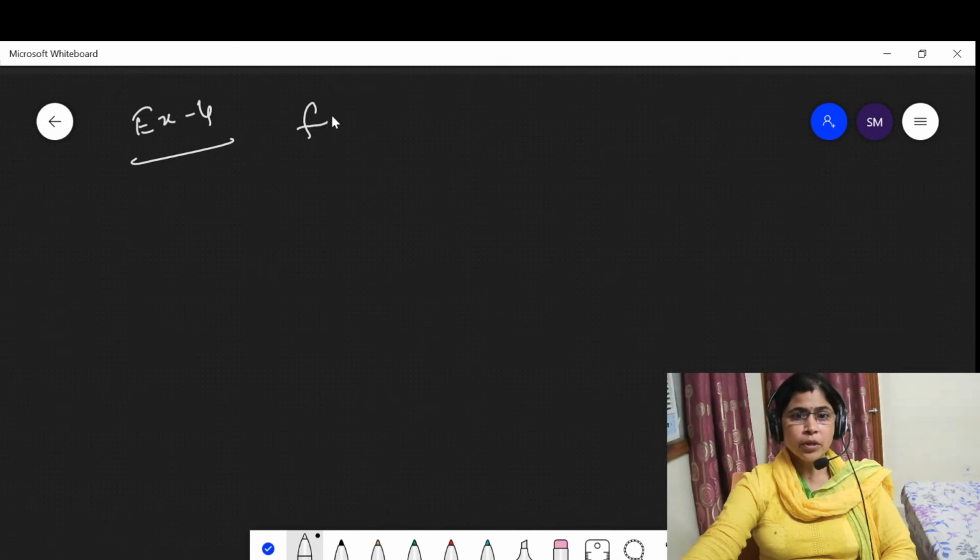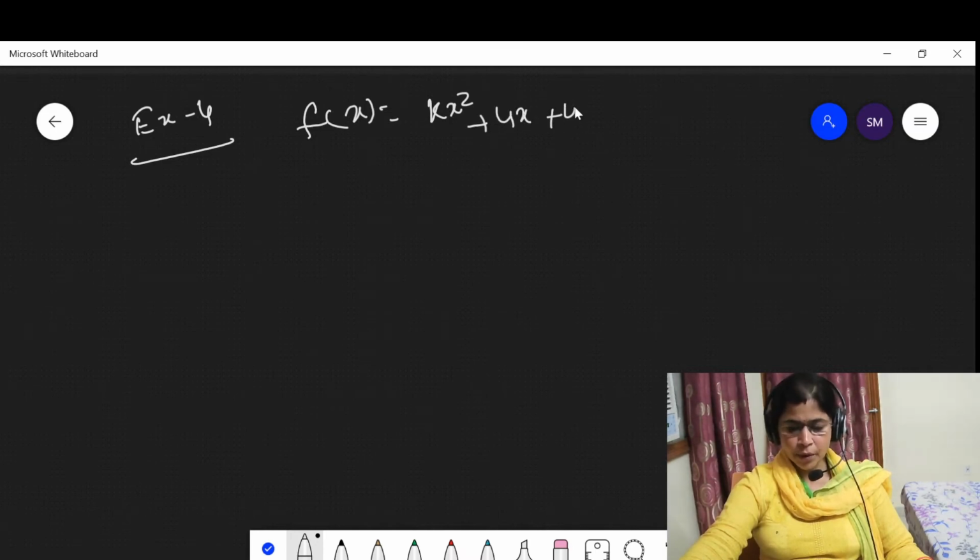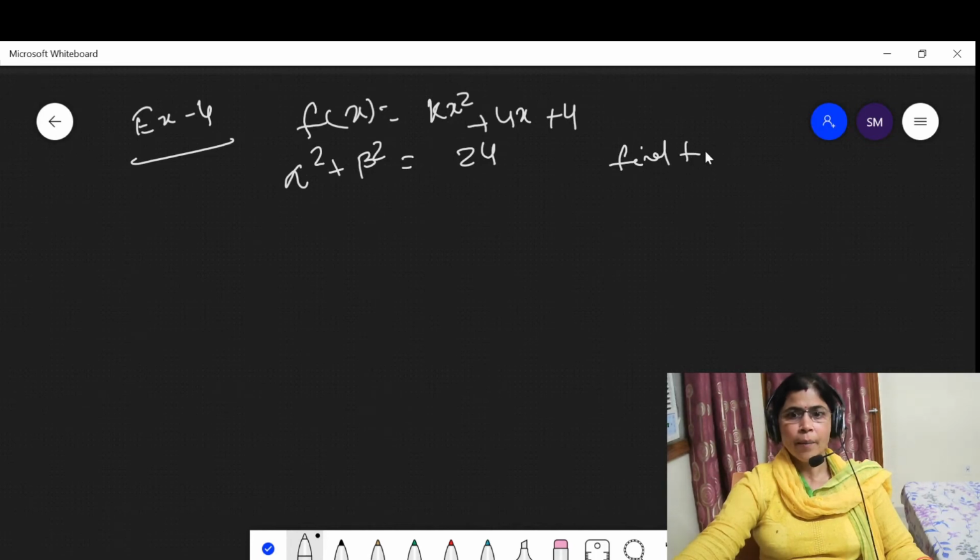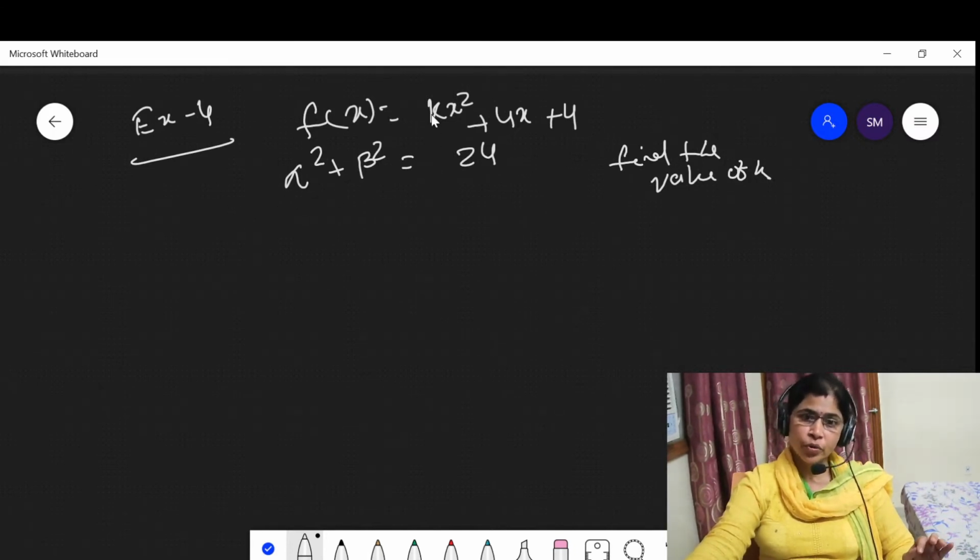See the solution. Suppose here f(x) is given as kx square plus 4x plus 4, and another condition is given: alpha square plus beta square is 24, and find the value of k. Here alpha square plus beta square is 24 given, and f(x) is kx square plus 4x plus 4. Then we have to find out the value of k.